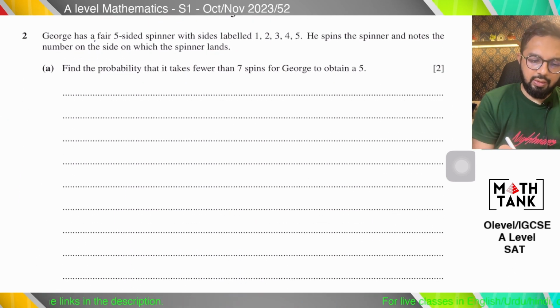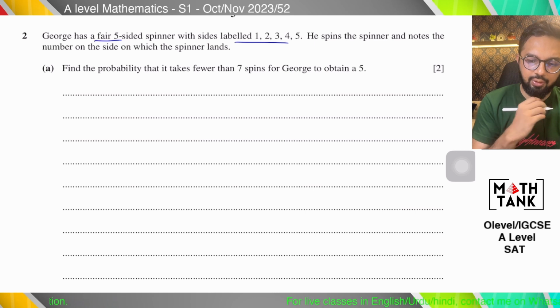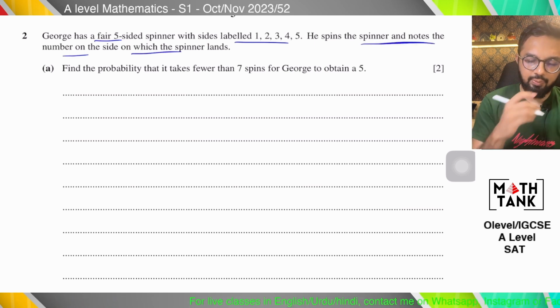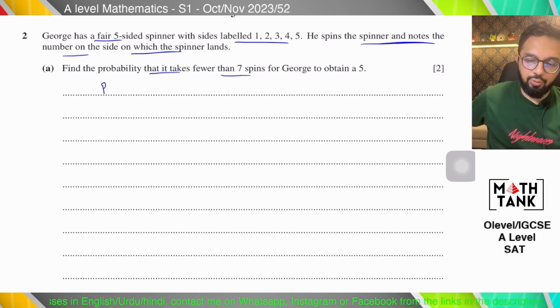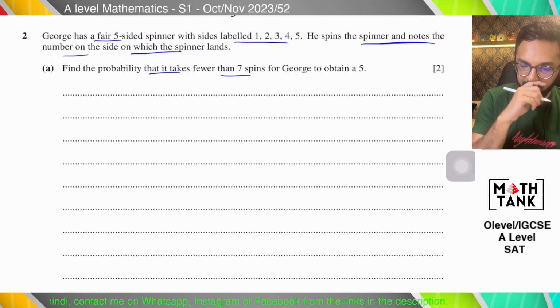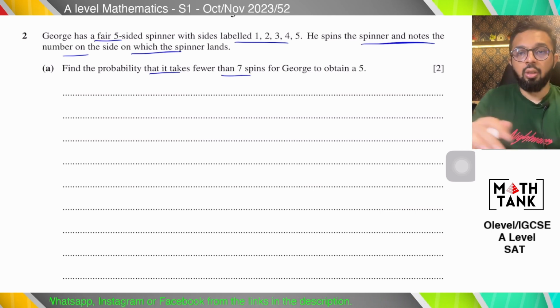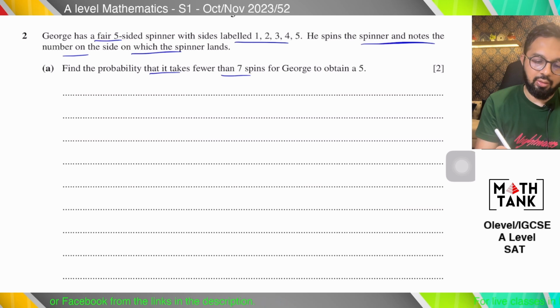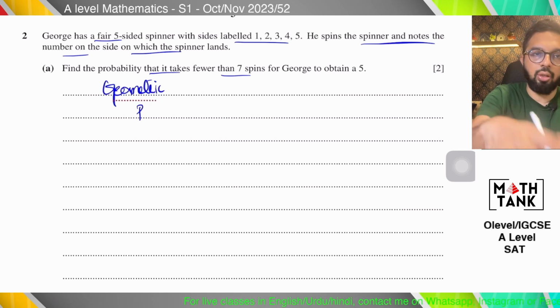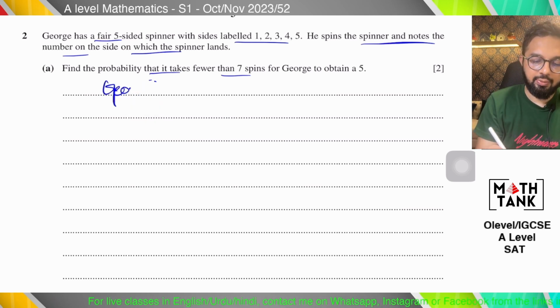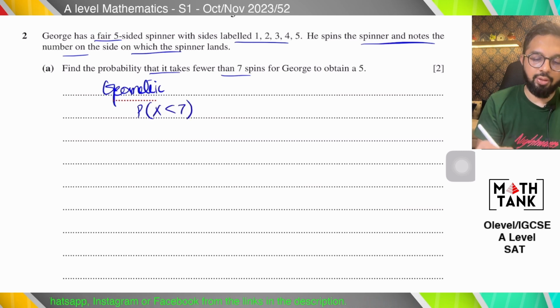Moving on to the next question, it has a five-sided spinner with side labels 1, 2, 3, 4, 5. He spins the spinner and notes the number on the side on which the spinner lands. Find the probability that it takes fewer than 7 spins for George to obtain a 5. I'm not giving you n in this case. I am just treating this as a geometric situation. Whenever you get the first success, you stop. So I'm asking you to calculate the probability of x less than 7.